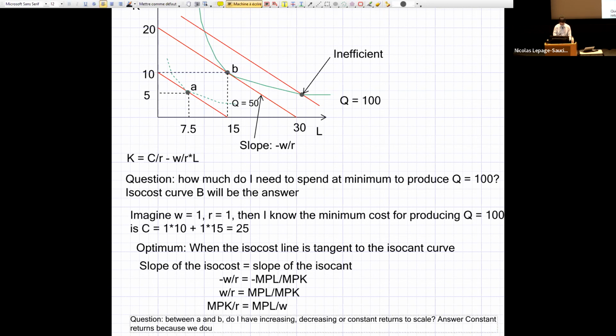We doubled all inputs and doubled the cost.